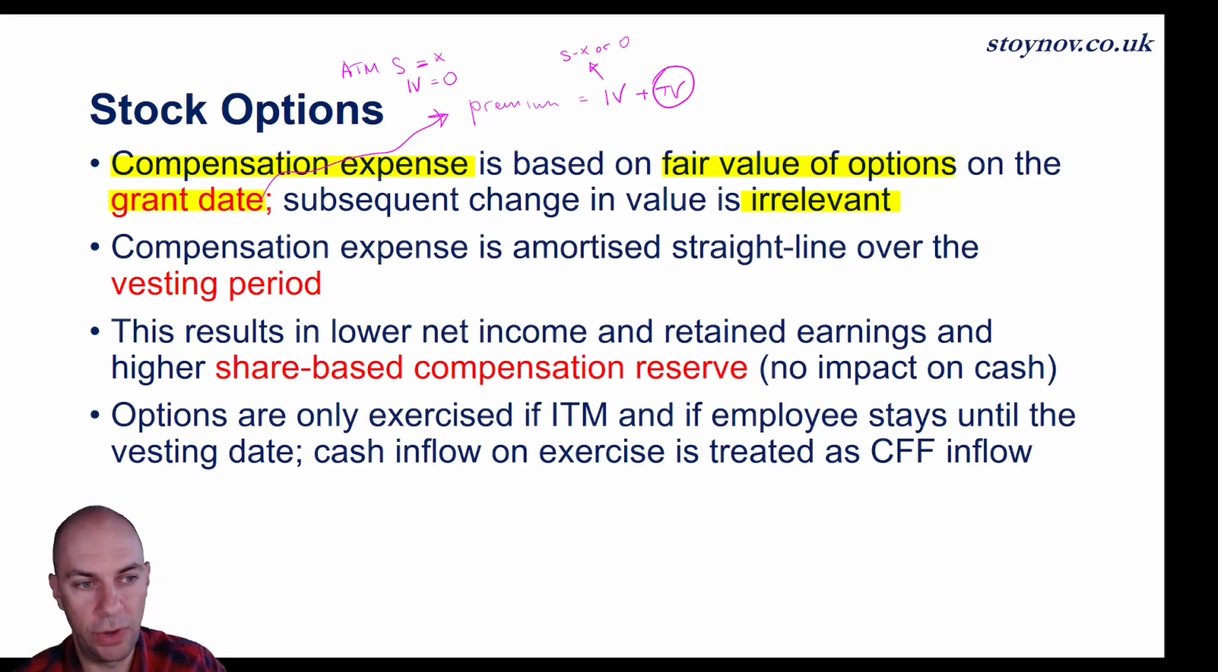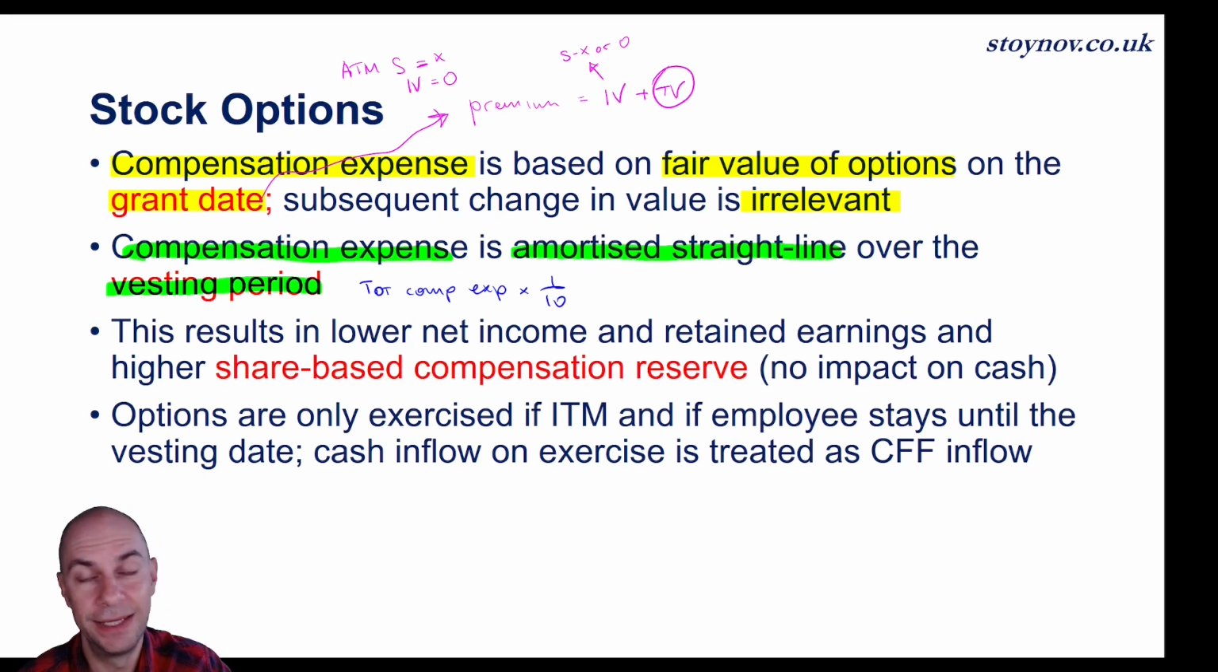Now, what I do, however, is take that compensation expense that I've already estimated, and then I amortize it straight line to 0 over the vesting period. So remember, the vesting period could be very long, could be 10 years. So I will take the total compensation expense and multiply it by 1 over 10. That's how much I should take, let's say, in year 1. And that's how much I should take in year 2 as well, because I'm straight lining.